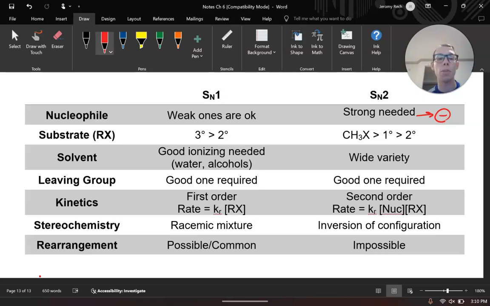Again, when you think of your substrate, your SN1 wants a bunch of inductive effect, so it wants a bunch of things around it. So it wants a substrate that is tertiary or secondary, where your SN2 is going to prefer your primary or secondary. You could also have methyl, but then it's just methyl and there's nothing else. You don't see that too often. Primary is a lot more common.